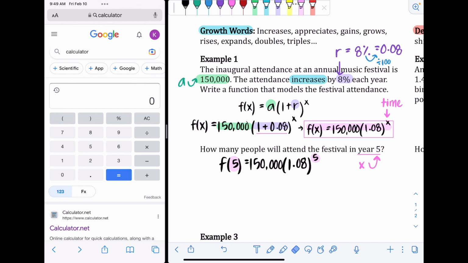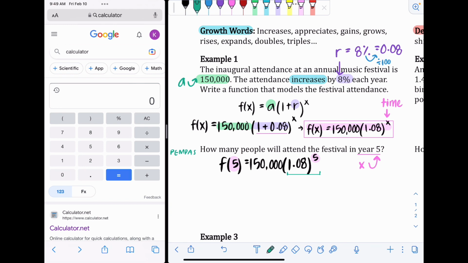We have to follow order of operations first, which is PEMDAS or GEMS. Let's see if I could squeeze it in here. So PEMDAS. Okay, so parentheses, the P is referring to if there's anything we can simplify inside the parentheses, we would do that, but there's nothing there because it's just the one number. So next would be exponents. So we have to take 1.08 and raise it to the 5th power.